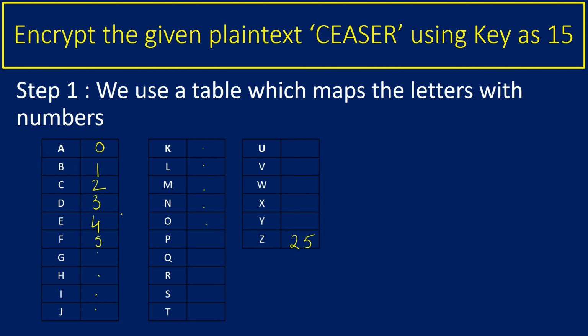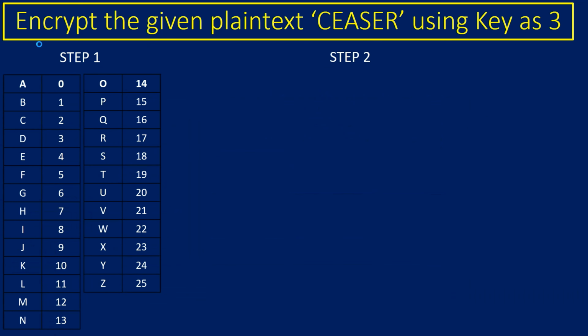This is exactly the reason why in the formula of ciphertext we use mod 26, because we have a total of 26 letters ranging from 0 to 25. So we are working in a finite field of 26 numbers and hence we use mod 26 for encryption. So the first step of solving any Caesar cipher question is you map the letters of the plain text to numbers. So in step 1 of encryption using Caesar cipher, you create the mapping table.